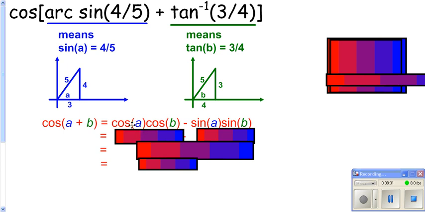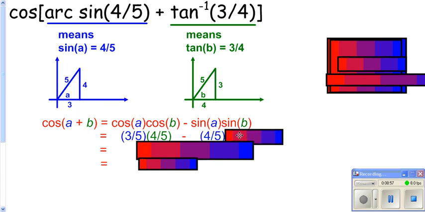So now we look at this. Cosine of A: we go to A, cosine, 3 over 5. Cosine of B: we go to B and do our cosine, 4 over 5. Then we have sine of A, so we go to A. That's why it's important to have these labeled, so you know which triangle to go to. Go to A, take your sine, 4 over 5. Sine of B, so you go to B. Sine is 3 over 5.